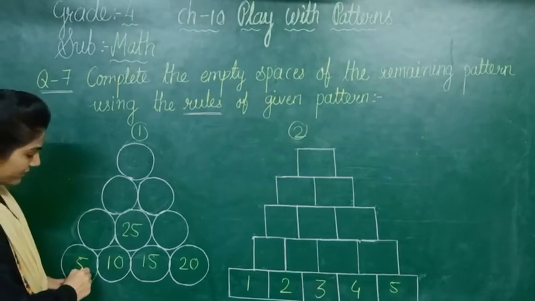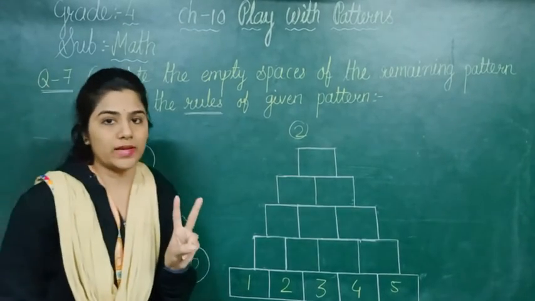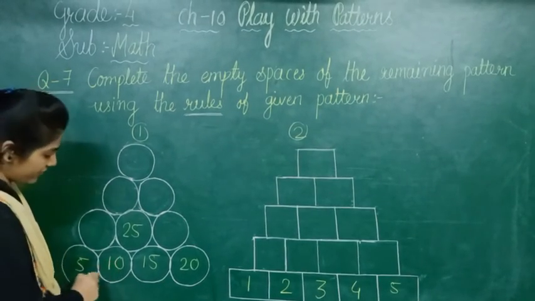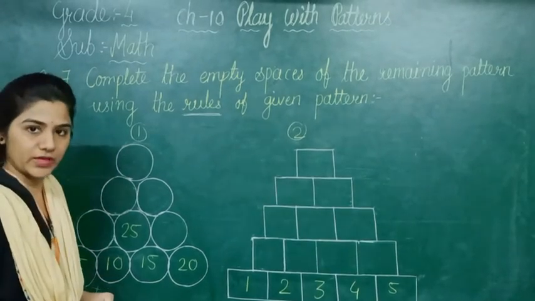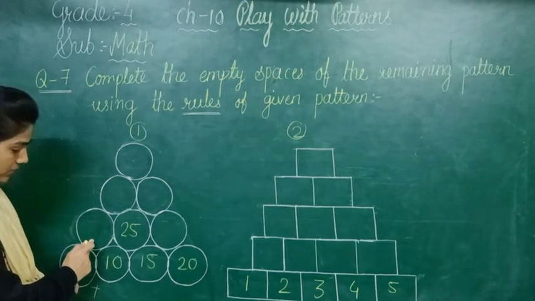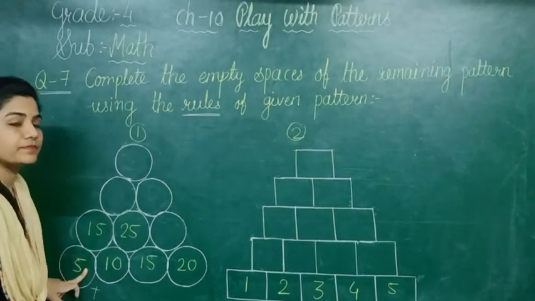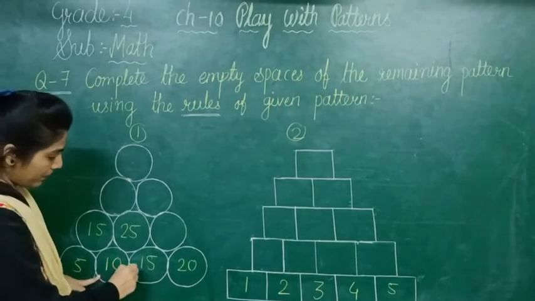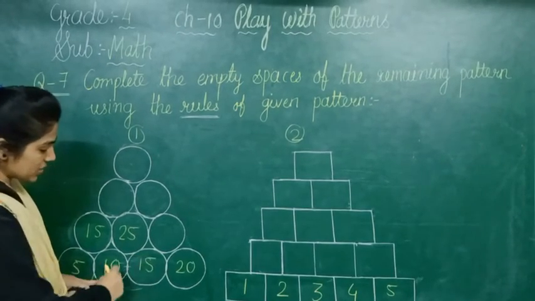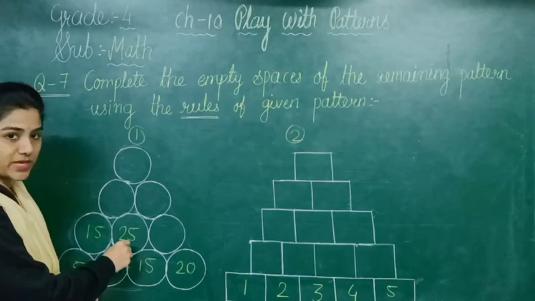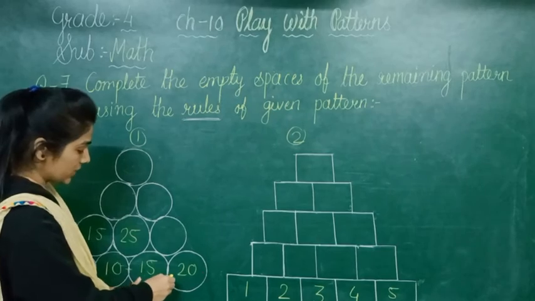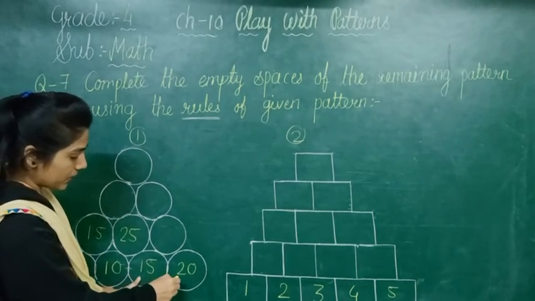Now you can see 5 plus 10. We are taking 2 digits together as addition. 5 plus 10 together make 15. So exactly above these two circles, in this circle, we can write 15. Now 10 plus 15. The addition of 10 plus 15 is already given upside, which is 25. It is already given. And next two digits, 15 plus 20.